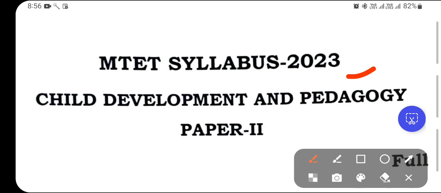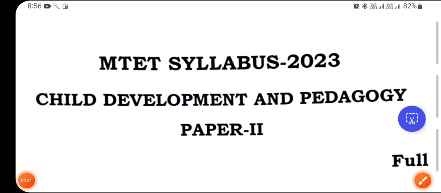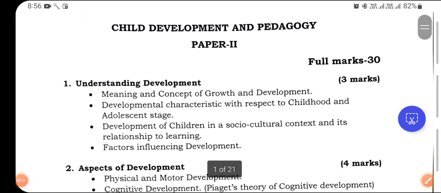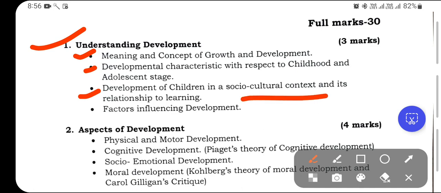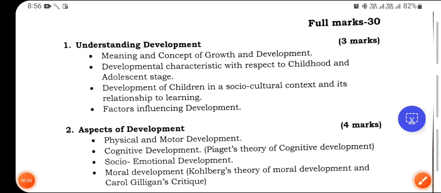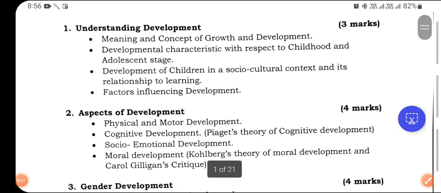So MTET first is Child Development and Pedagogy for paper 2. Let's see. This first paper is 30 marks. Understanding development: meaning and concept of development, growth and development, developmental characteristics with respect to a child at adolescence age, development of children in a socio-cultural context and its relationship, factors affecting development. So basically the growth and development topic is dealt with in that, and it is of 3 marks.